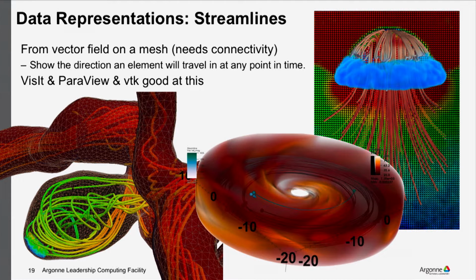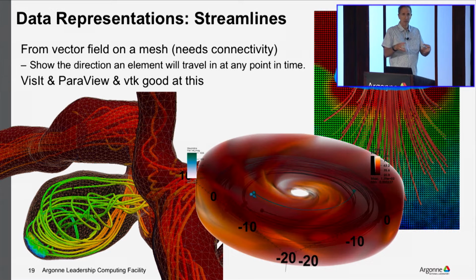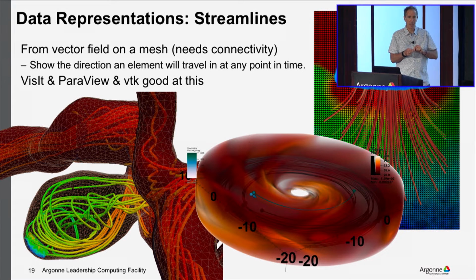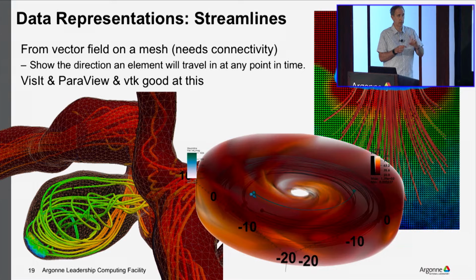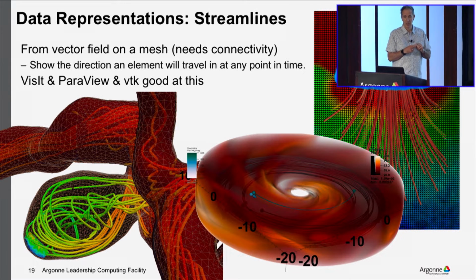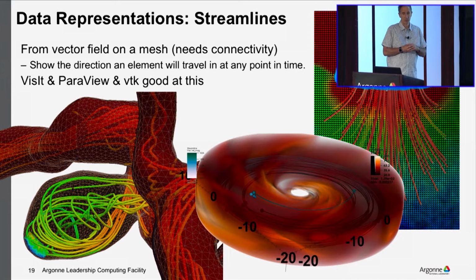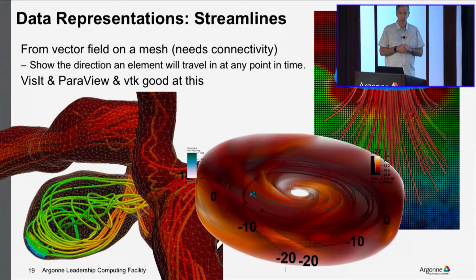So streamlines are a way of looking at a vector field. In this case, it's from a vector field on a mesh, so it needs connectivity. Essentially what we're showing here is the direction an element would travel at any point in time. Within a single time step, we take a bunch of seed points, place them in the mesh, and then follow the vector path from one cell to the next based on the vector that it finds there, right? And this is all within a single time step. And again, VisIt and ParaView are really good at this.